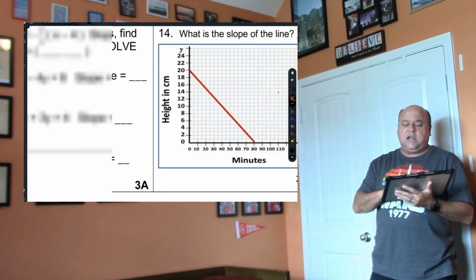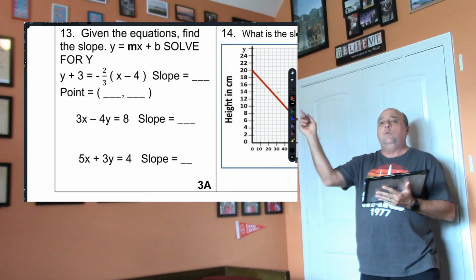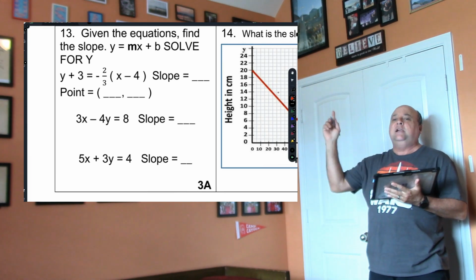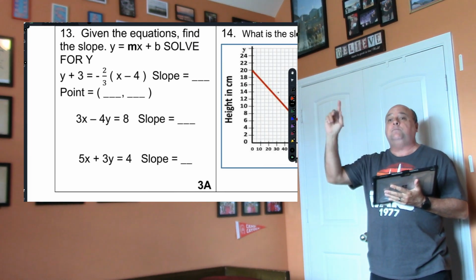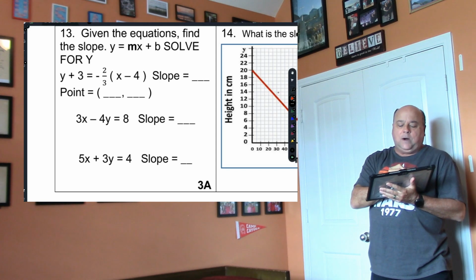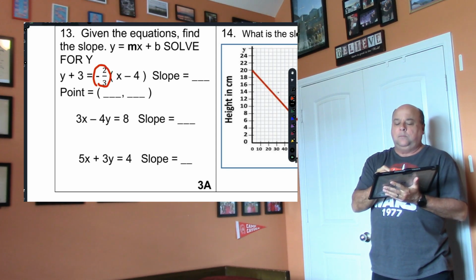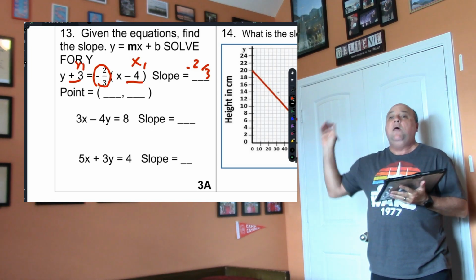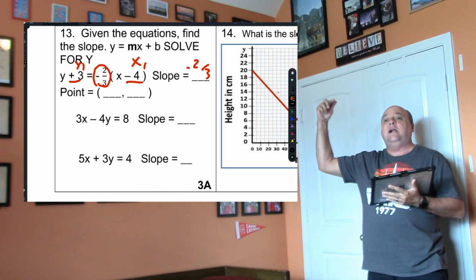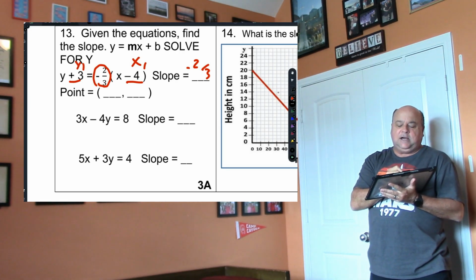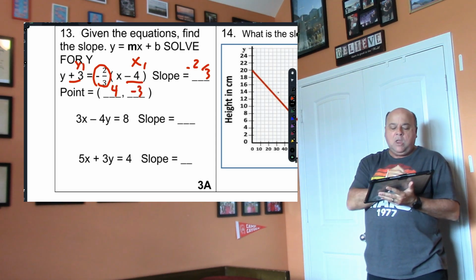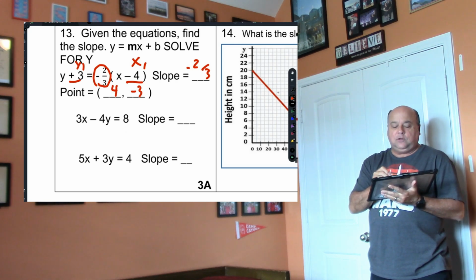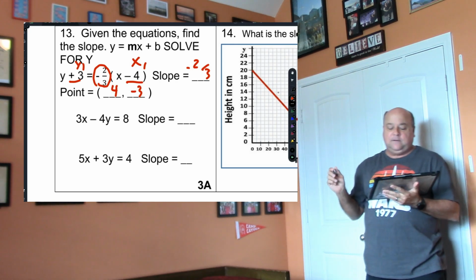Let's go to number 13. The fun continues. We want to find the slope of a line. You need to be able to find the slope in slope intercept, point slope, and standard. So right here, this is my slope. And remember, this is my x1 and this is my y1. These two numbers are my x and y, but when you put it in or take it out, you got to flip the sign. So the opposite of negative 4 is a positive 4. The opposite of a positive 3 is a negative 3. So this line has a slope of negative 2 over 3 and goes through 4 comma negative 3.